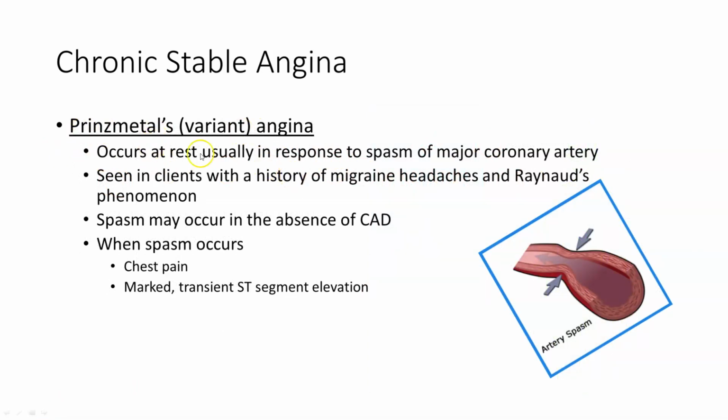Variant angina, again, still occurs at rest, but it's a spasm of the coronary arteries. Usually you're going to do the same treatment regimens, with the exception that I will probably add a calcium channel blocker into the mix, because calcium channel blockers are proven effective to help with coronary artery spasms.